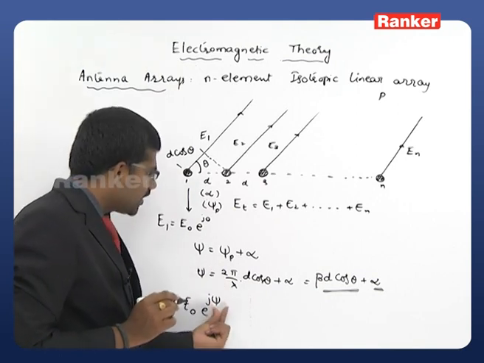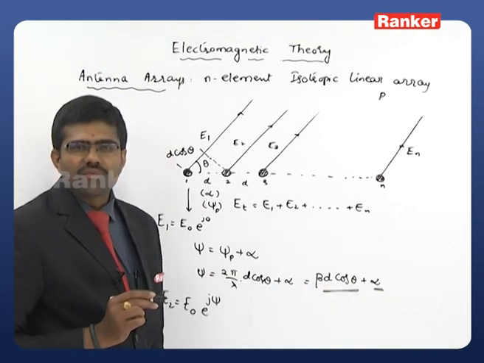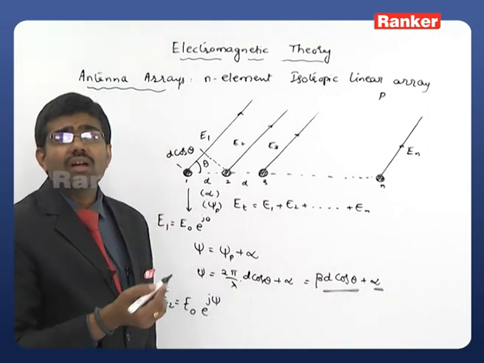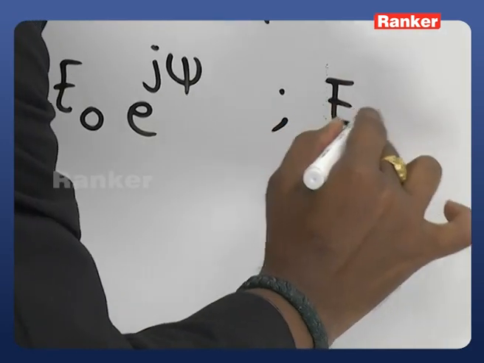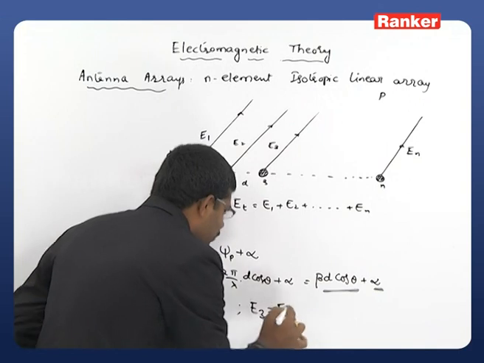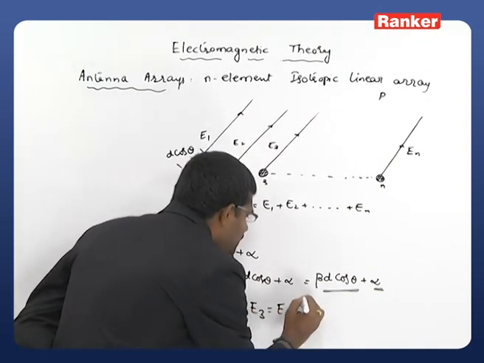This phase difference is the phase difference because of the path difference. Similarly, how can we write down the equation of our third element? The third element equation can be written as E3 is equal to E3 e power j, where the magnitude is the same, as I am assuming.